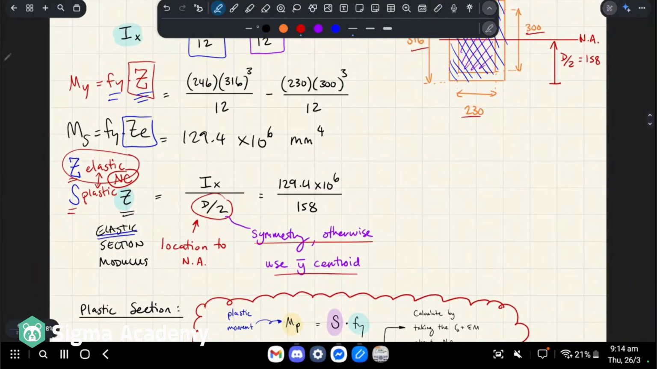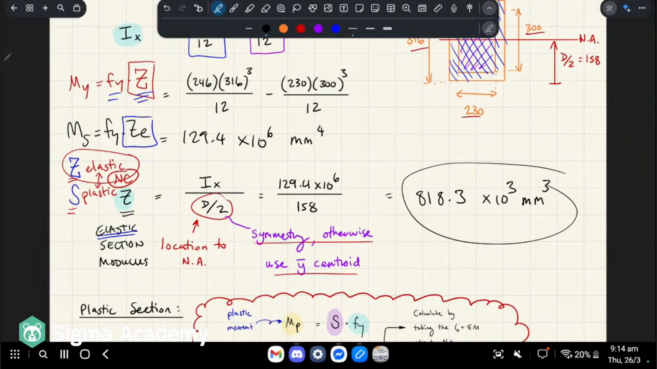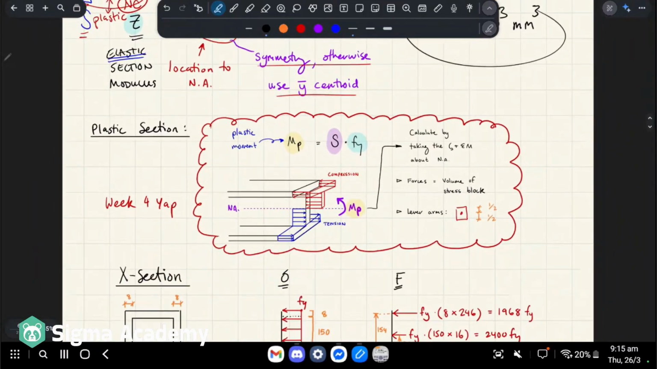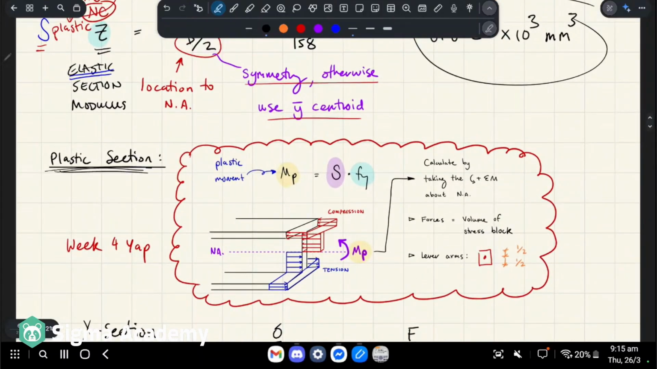Anyway, this is a long way of saying this is how you calculate Z. So Z is your elastic bending section modulus, okay? And it's in millimeters cubed. Okay, so next is plastic. You have to find S, right? And in order to find S, so that's what we're after.